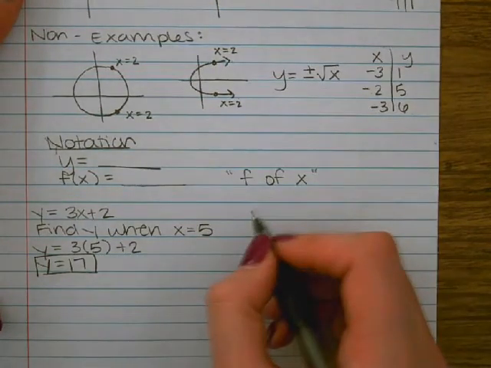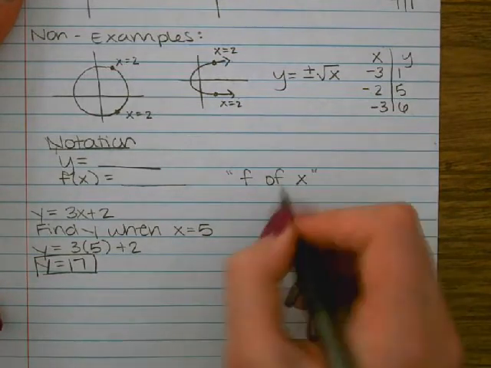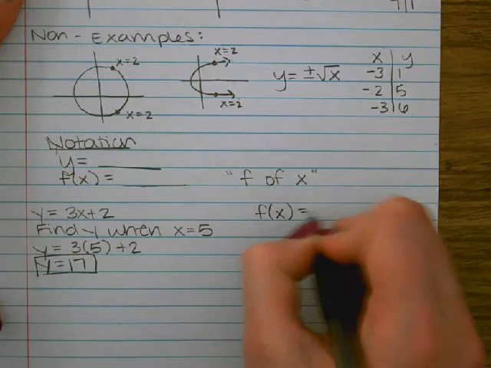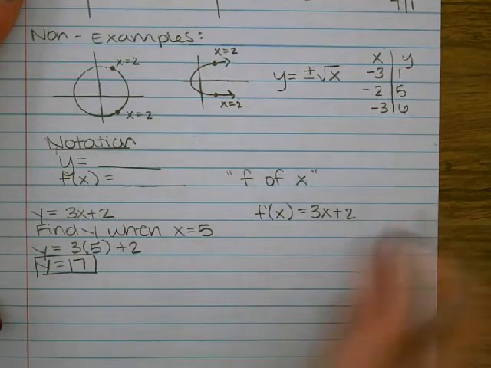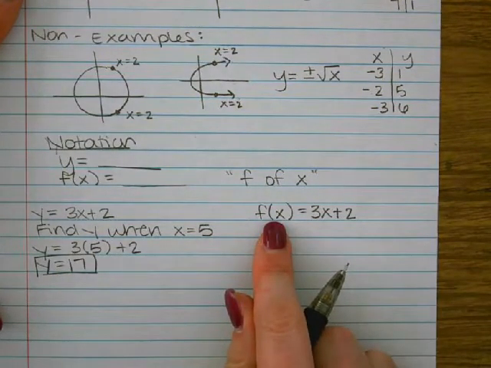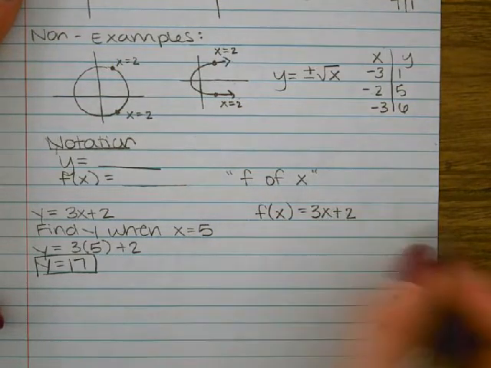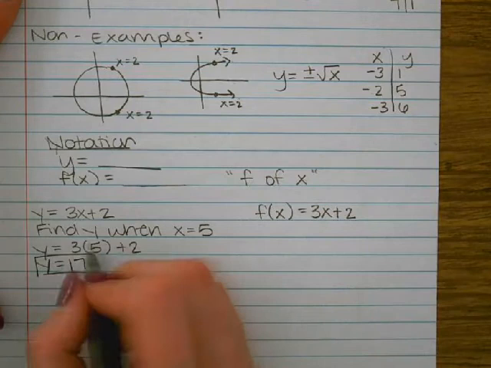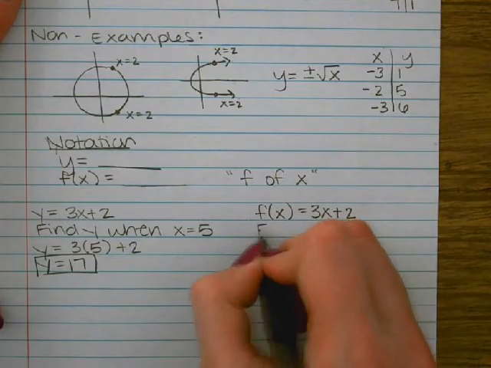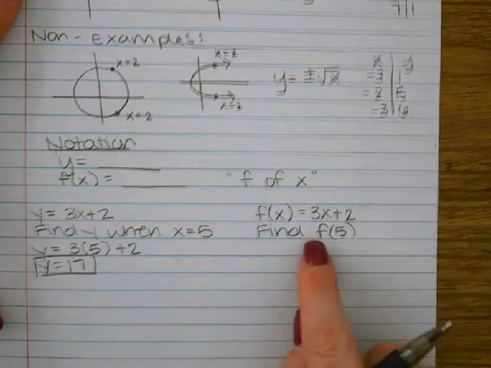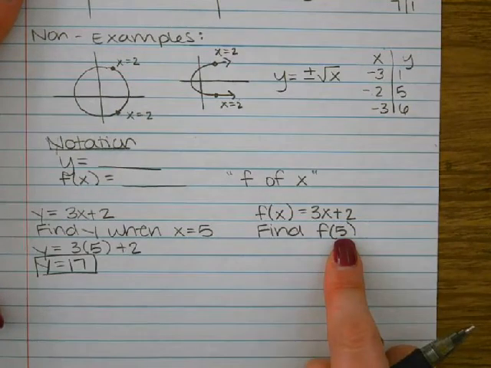With the function notation that we're going to be using now, instead of saying y equals 3x plus 2, we would say f of x equals 3x plus 2. And what this means is a function in terms of x. That's what f of x stands for. So a function that's written in terms of x. So instead of saying find y when x equals 5, they're going to say find f of 5. So that means find the function when you plug 5 in.